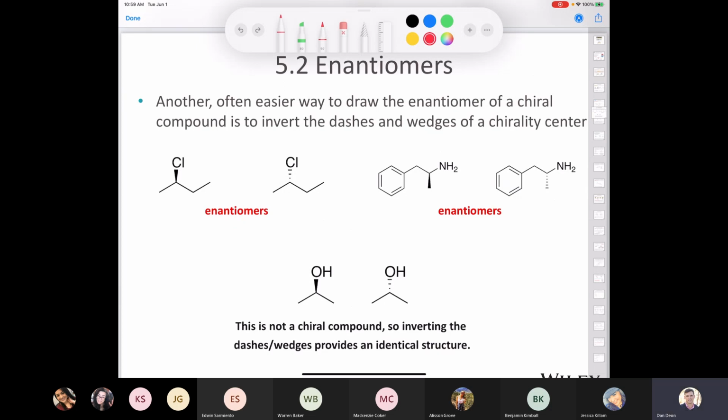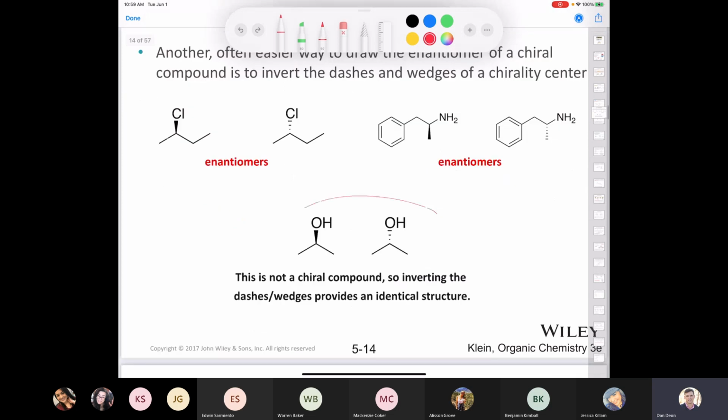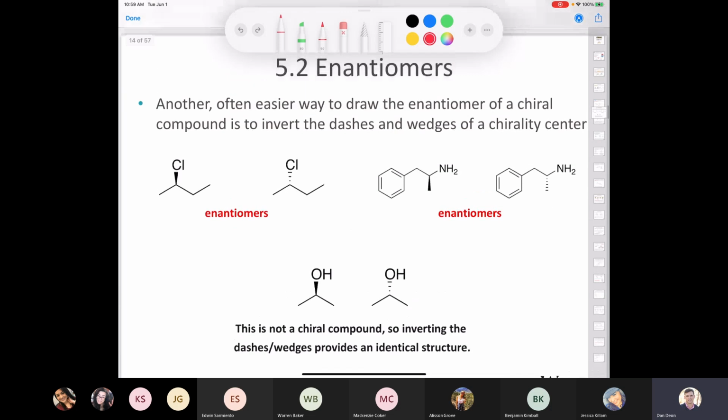Anyhow, these are just two enantiomers, right? Because you flip this dash and wedge, and that is obviously a chiral center. But this one here is isopropanol. This is not a chiral compound. This is not a chiral carbon. Why? Because I have a methyl group here and I have a methyl group here. So that's not chiral. Inverting the dashes and wedges, these are identical, so that doesn't really change anything. You can do it if you really want to, if it makes you happy, but it doesn't change a whole lot in the world of organic chemistry.